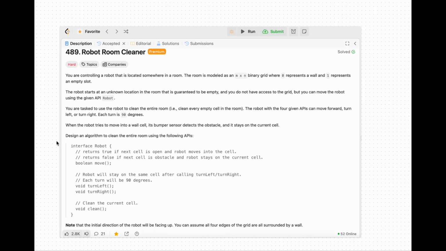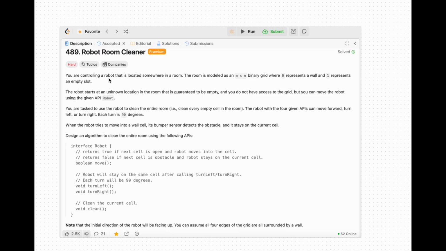Hello everyone. In this YouTube video, we are going to solve an interesting Leetcode problem asked by Google, Meta and Microsoft called Robot Room Cleaner. In this problem, there is a room represented by an M cross N binary grid where 0 represents a wall and 1 represents an empty slot. In this room, we have a robot present at an unknown location somewhere.